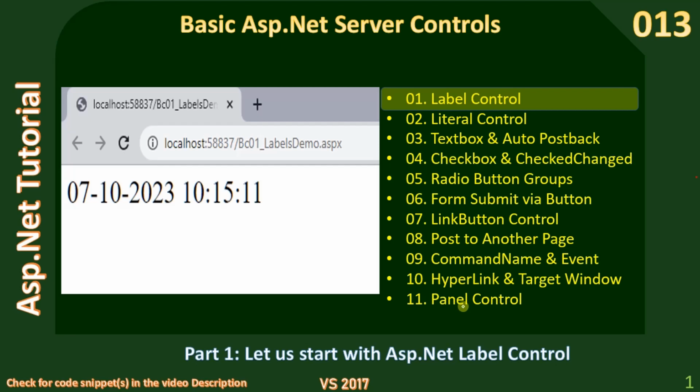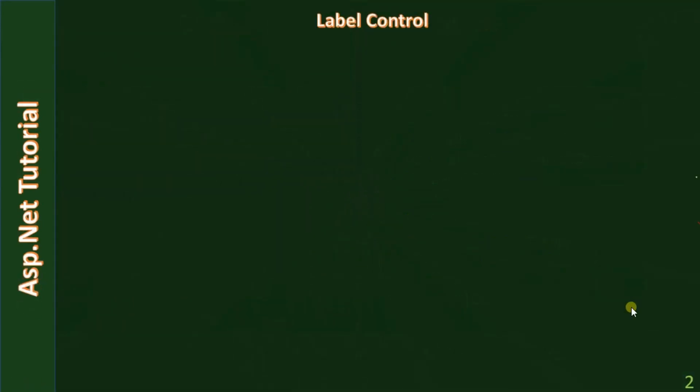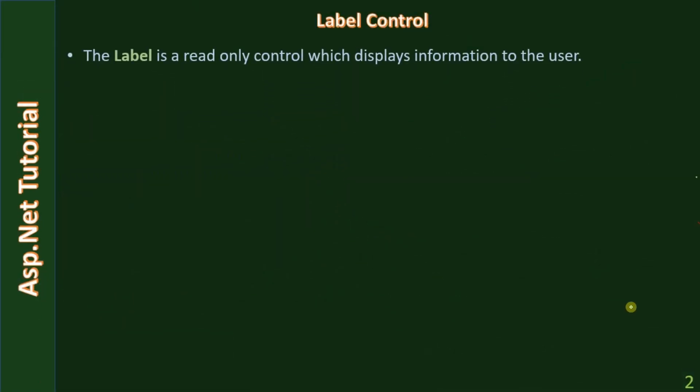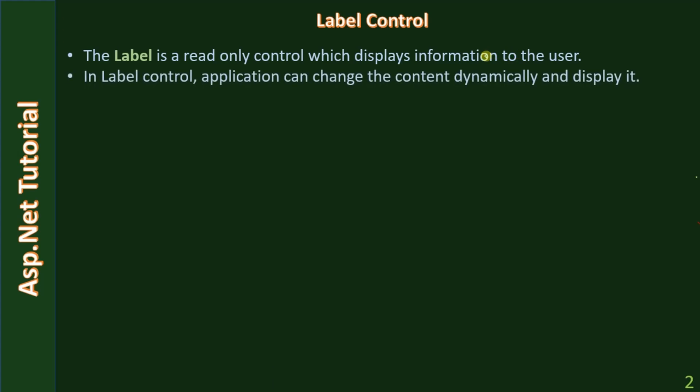In this sub-series, we will learn about basic ASP.NET server controls. And in this first video of this sub-series, we will learn how to use the ASP.NET label control. A label is a read-only control which displays information to the user. In a label control, the application can change the content dynamically and display it.